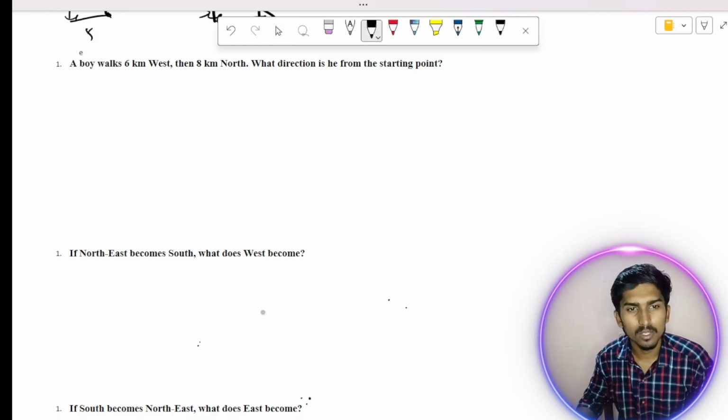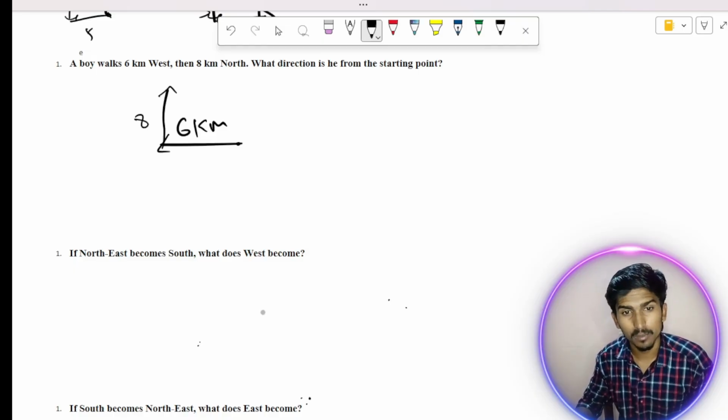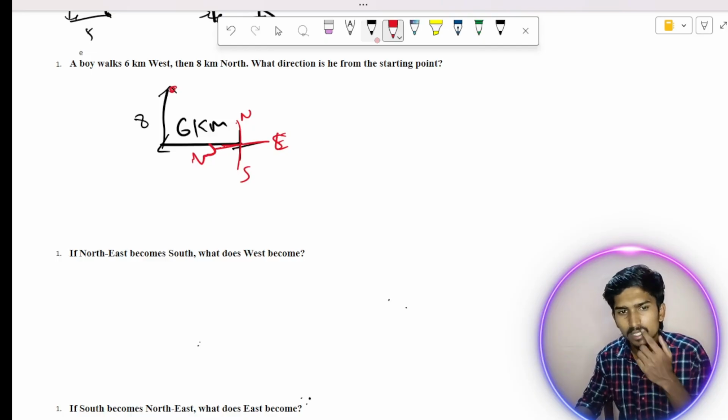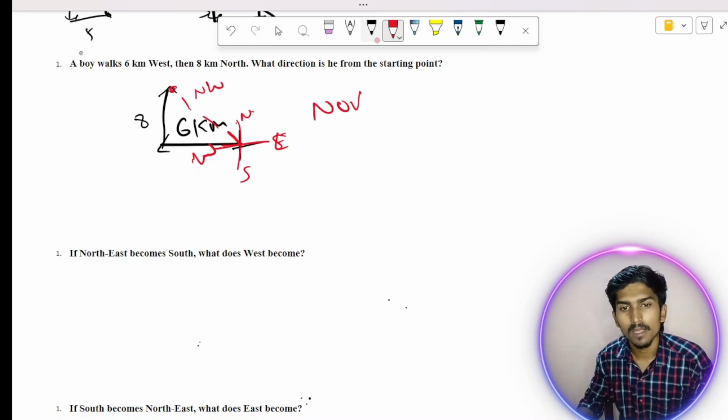Next is, a boy walks 6 kilometers west. For example, a boy is here, 6 kilometers west. Then 8 kilometers north, above 8 kilometers. What direction is he from the starting point? They're asking from the starting point, this is the starting point. From here what is the direction? Wherever they ask, just make the plus point, write north, this is south, sorry, this is south, this is east, this is west. The ending point is here. From the starting point, what is the direction? Just make a line between north and west. So the answer is northwest. The direction from the starting point is northwest. Very simple.